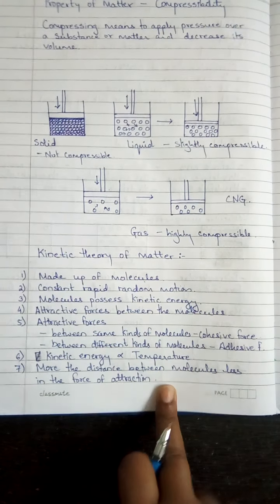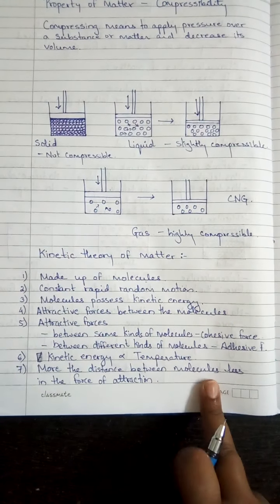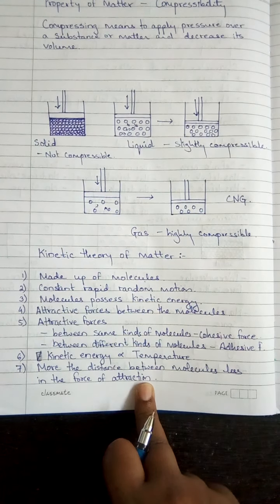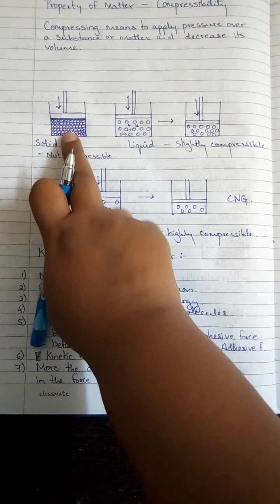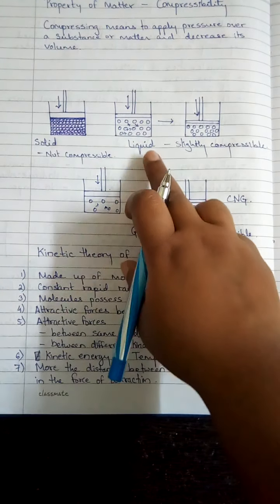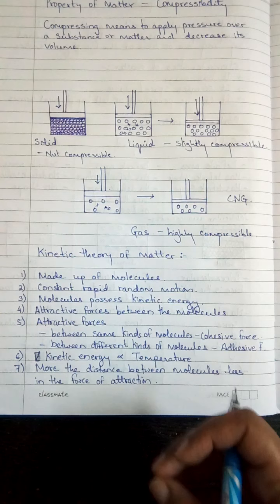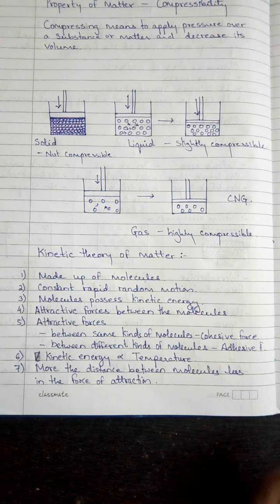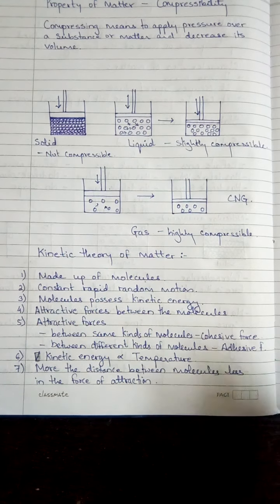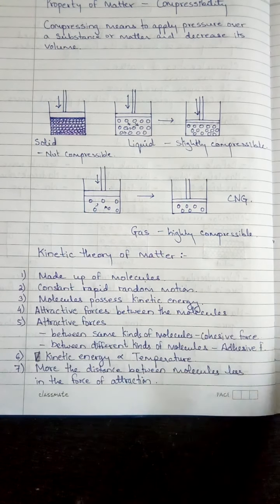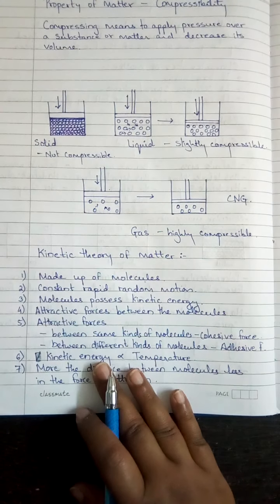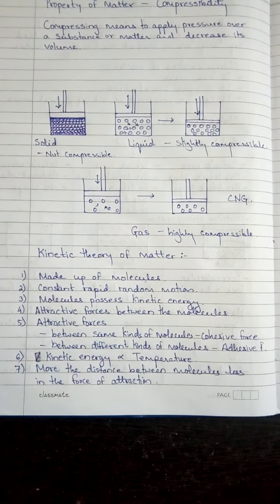The next one says, the more the distance between molecules, the less is the force of attraction. The closer the molecules are to each other, the more is the force of attraction between them. Liquids, they are far, so less force of attraction. Gases, least force of attraction. So the more the distance, the less the force of attraction. So these are the postulates of kinetic theory of matter.